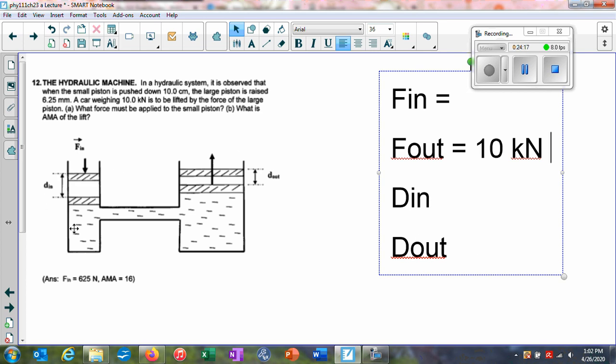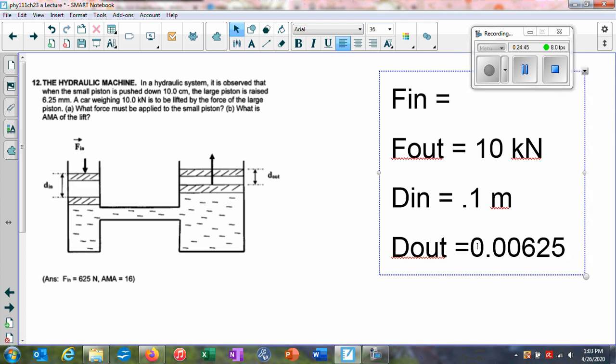We have to know everything else. Distance in, that's how far, this is the small piston, this is the large piston. Distance in is how far down we push the small piston. It says 10 centimeters. Well, that's 0.1 meter. I'm going to make sure all our units are the same. The large piston is raised 6.25 millimeters. So I know that that is equal to 0.00625 meters. So now I have everything. I can set it up. Force in times distance in is equal to force out times distance out. When I use my algebra to solve, I get that the force you need in is 625 newtons.